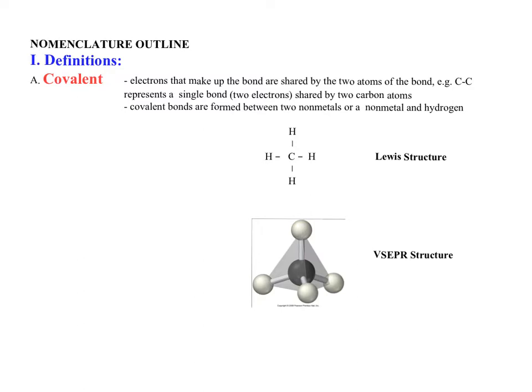Covalent bonds are formed between 2 nonmetals, so that's going to be the right-hand side of the periodic table, or a nonmetal and a hydrogen, like this case right here. So when we get a couple chapters down the road, we will be able to write Lewis structures for different covalently bonded molecules, and then we will look at the geometry. This Lewis structure doesn't tell anything about the fact that it's 3-dimensional and has bond angles of 109.5, but the VSEPR structure does. These bond angles are 109.5. So we'll get to the point where we can predict the VSEPR structure for molecules as well.